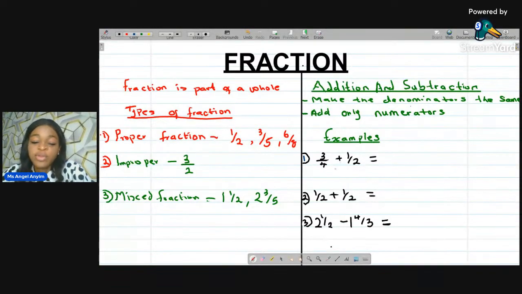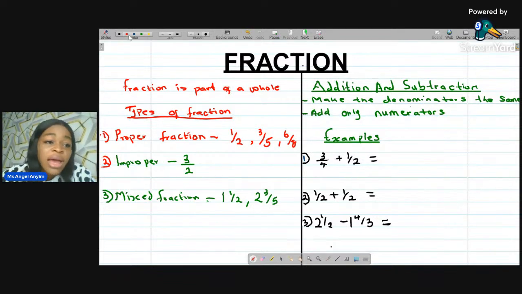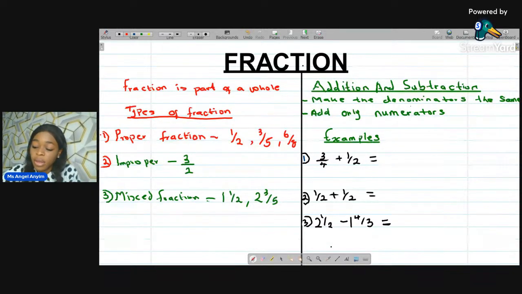3/4 plus 1/2. Remember our law says make the denominators the same. So let's look at this number 1. The denominators are not in any way the same. 4 and 2 are different denominators. So when you have a work like this, what you should do is you find the LCM of the denominators. LCM of 4 and 2. The LCM of 4 and 2 is 4.